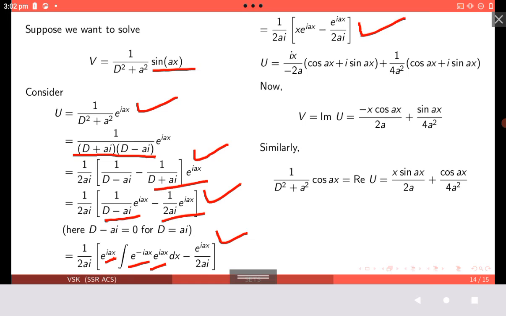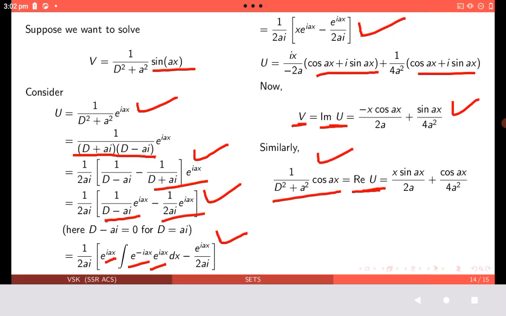So this u, when we write the value of e to the power iax as cos ax plus i sin ax, and e to the power iax, from this also we'll write this expression. And now this is a complex number, and when we find the imaginary part of u, we'll get the value of v, that is the value of this. Similarly, when we find the real part of u, we'll get this expression. Whenever cos is required, we'll find the real part of u.